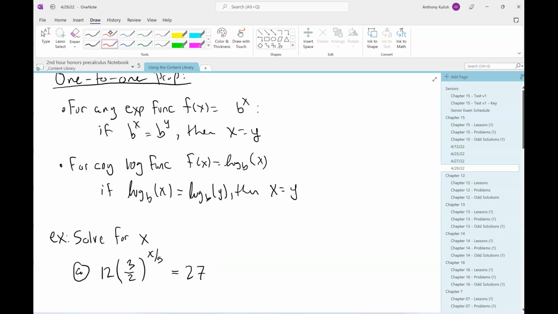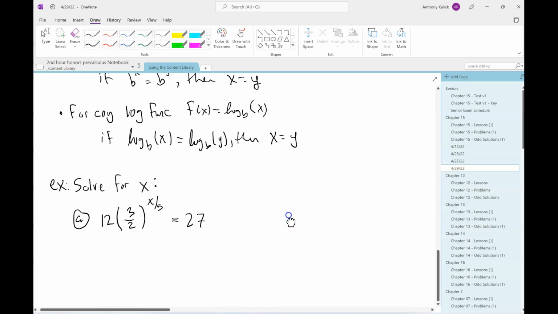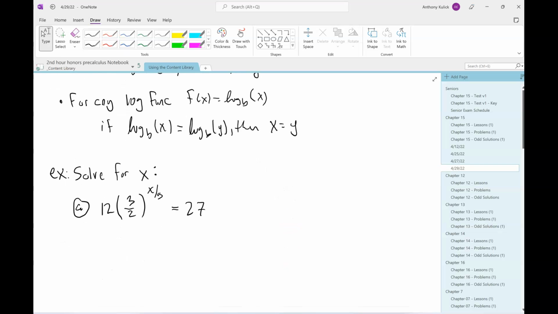All right, so let's now burn through some examples. We have 12 times 3 over 2 to the x over 5 equals 27. This is a solving problem, right? So instinct would tell us the first thing we should do is, getting x by itself is the goal. What's the first step in doing that?